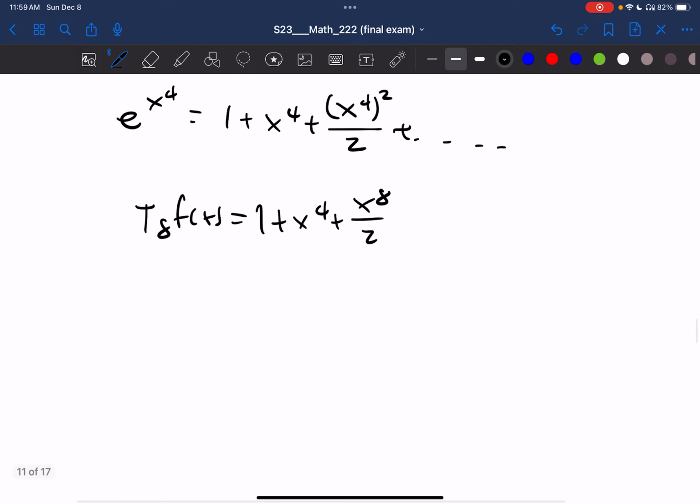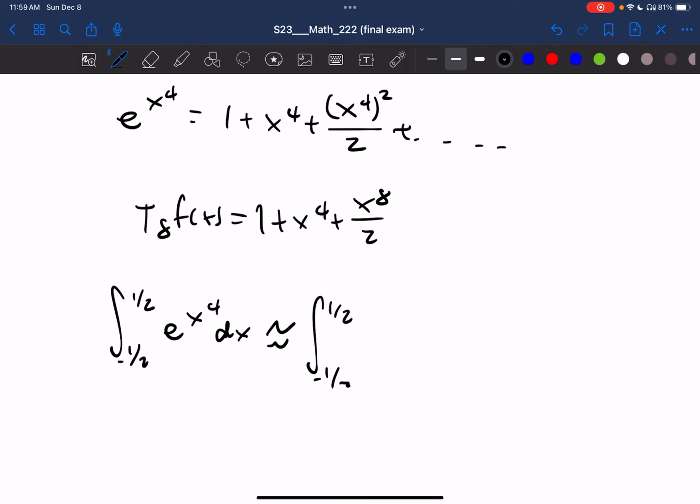So therefore we can say that the integral from negative 1/2 to 1/2 of e to the x to the fourth power dx will roughly be equal to the integral from negative 1/2 to 1/2 of 1 plus x to the fourth power plus x to the 8th power divided by 2 dx.